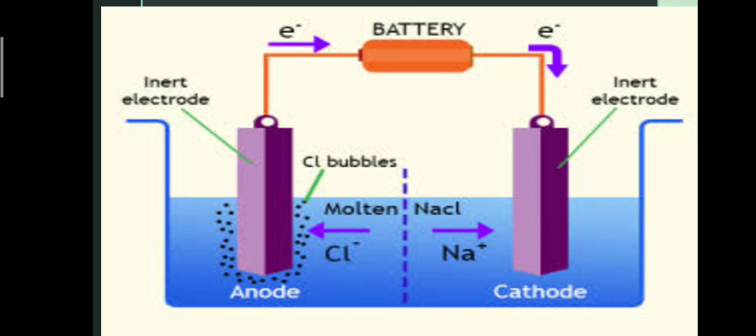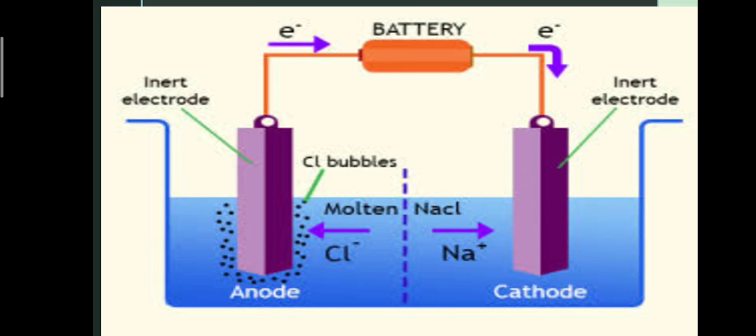Then the second step is to take metal electrodes and connect them with the negative and positive terminals of the battery. Then when we pass electricity, sodium has a positive charge and it will move towards the cathode, which has a negative charge, and chlorine has a negative charge and it will move towards the anode, which has a positive charge.